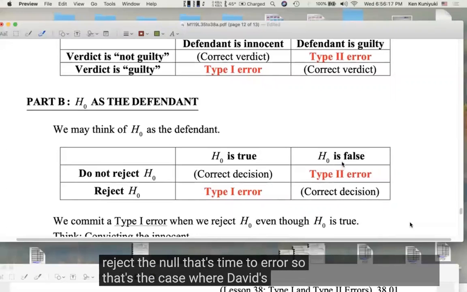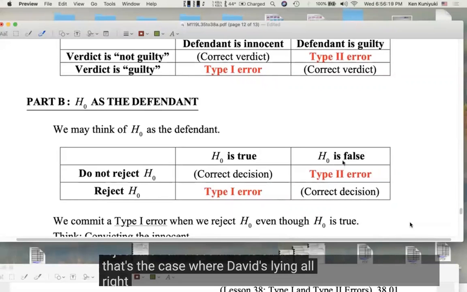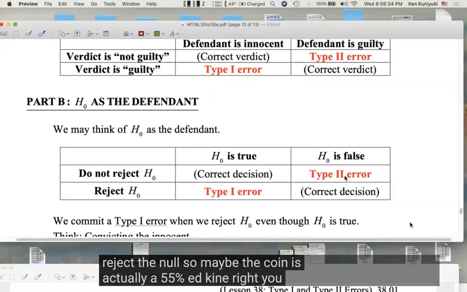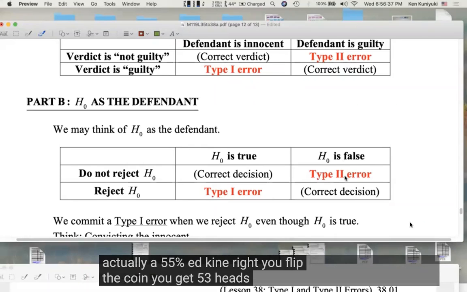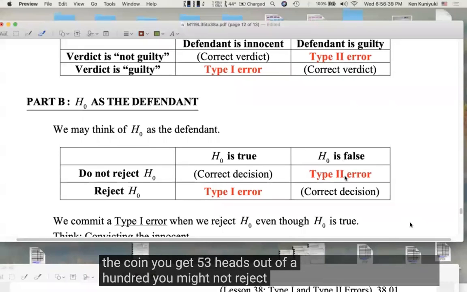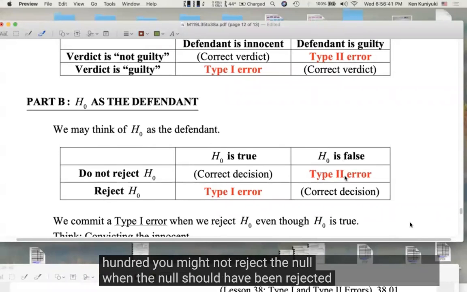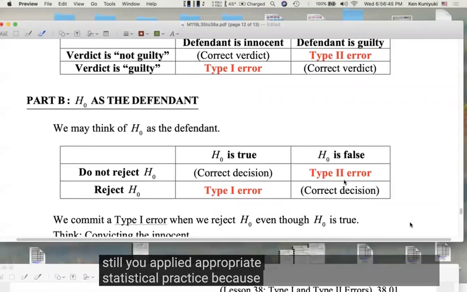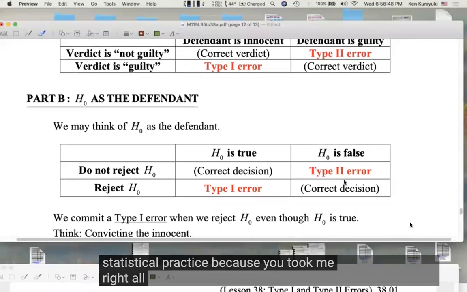So that's the case where David's lying, or he doesn't know his coin. David's lying. The coin is in fact biased, and you don't reject the null. So maybe the coin is actually a 55% heads coin. You flip the coin, you get 53 heads out of 100. You might not reject the null when the null should have been rejected. Still, you applied appropriate statistical practice.